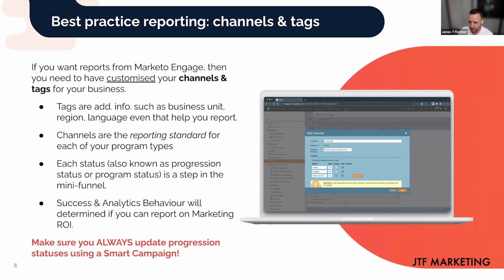But the efficiency piece is actually, if we've got good channels and tags, we're using them with program templates consistently. We're actually updating the progression statuses because annoyingly Marketo doesn't do it automatically. We've got to put people in each one of those little statuses individually. We will then be able to compare like for like.